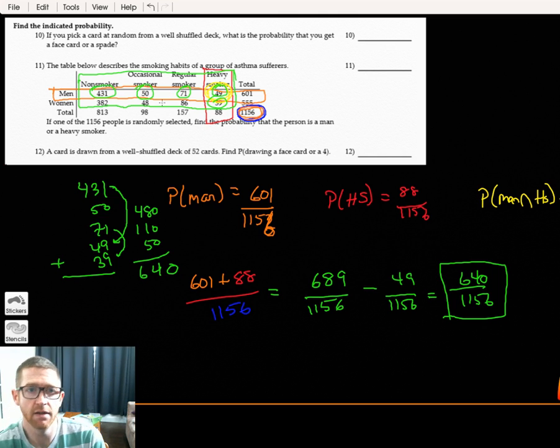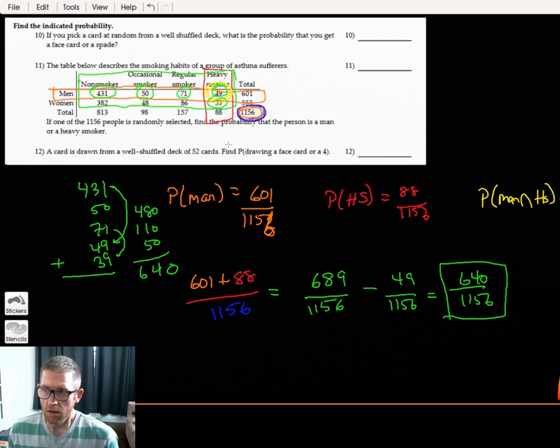There are multiple approaches to a problem like this where you have the information in table form. The idea is that you don't double count the overlap. That's the big idea with calculating and interpreting discrete probabilities, especially if they're dependent or independent of one another.